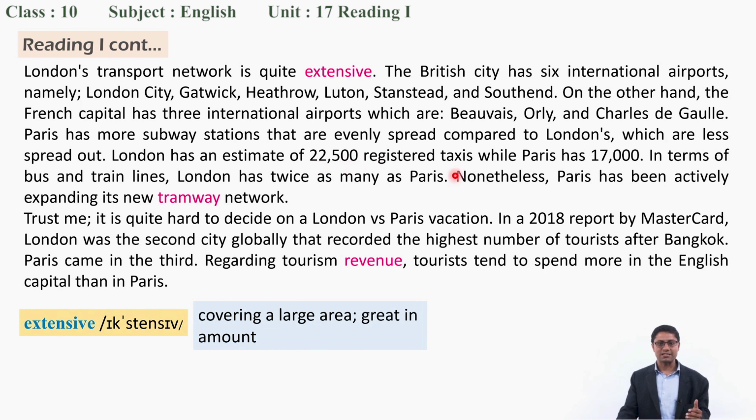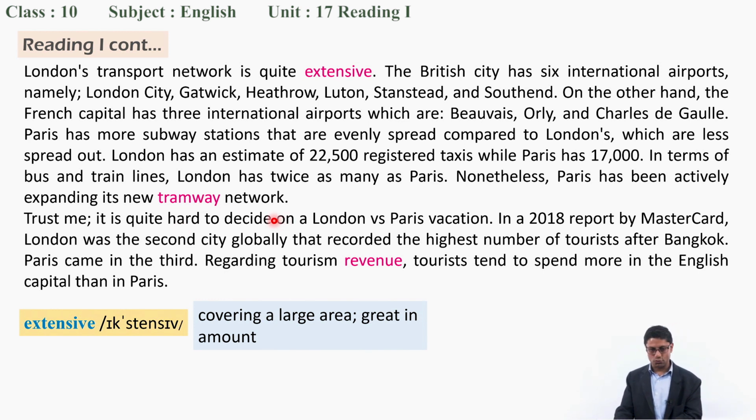London has an estimate of 22,500 registered taxis, while Paris has 17,000. In terms of bus and train lines, London has twice as many as Paris, means London has more bus and train lines. Nonetheless, Paris has been actively expanding its tramway network.